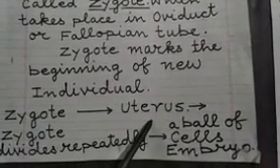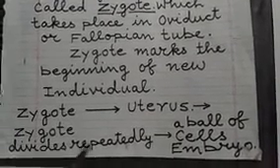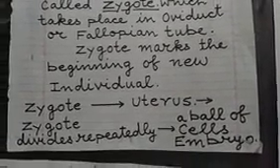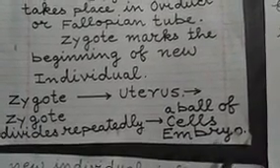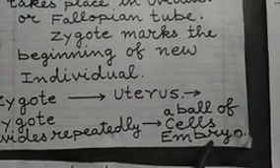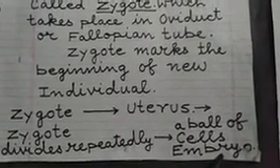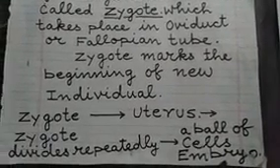And in the uterus, the zygote undergoes several repeated cell divisions, resulting in the formation of a ball of cell-like structure which is known as the embryo. And this development of the embryo takes place in the mother's uterine wall.